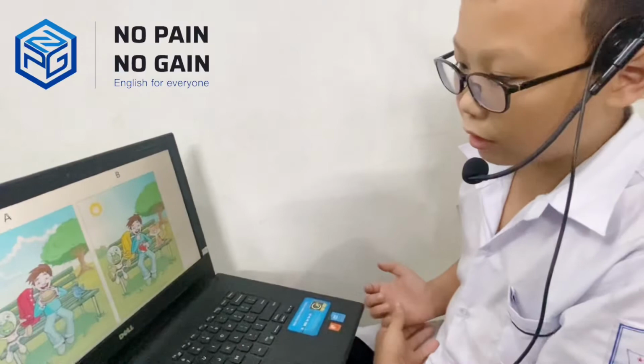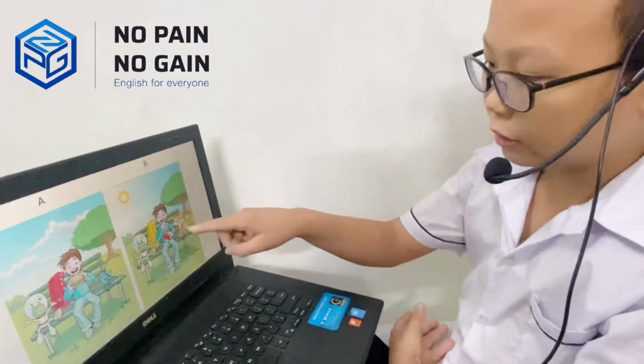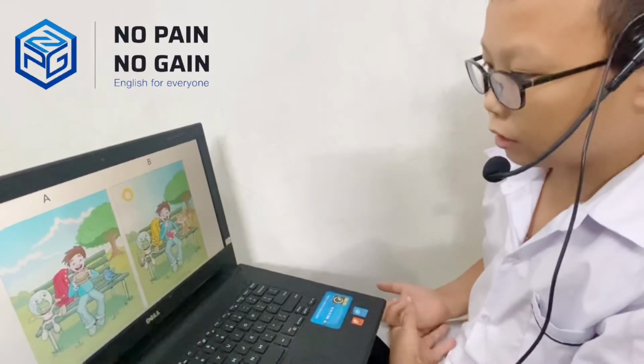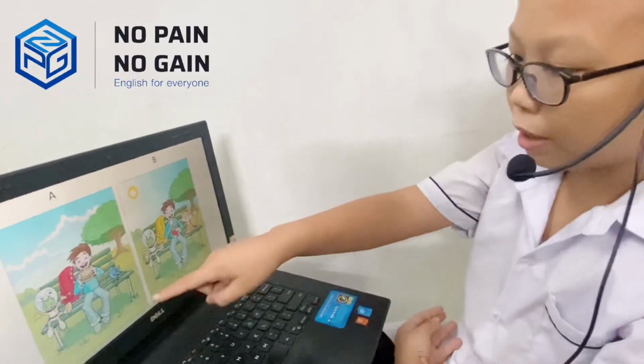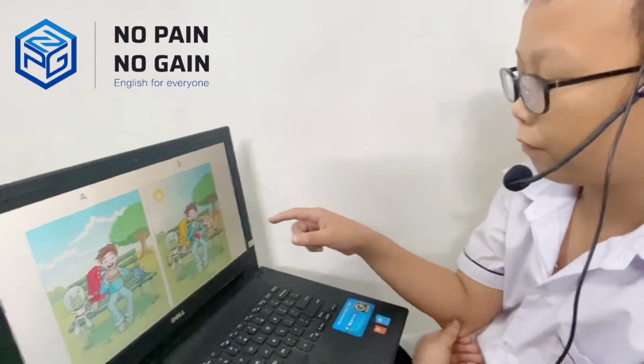In picture A, the color is red. In picture B, the color is yellow. In picture A, the boy is eating hamburger. In picture B, the boy is eating pie.